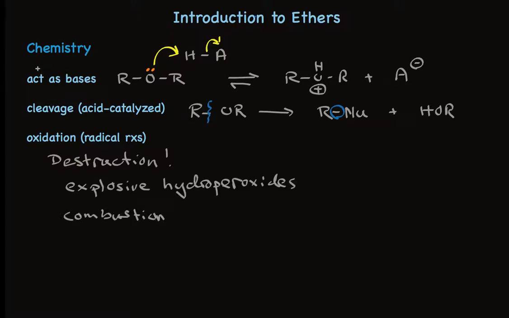We're going to focus our attention on these two chemical behaviors together because you'll see, as with alcohols, protonation of ethers leads to a good leaving group, and that's what accounts for the acid-catalyzed cleavage of ethers to make new products.